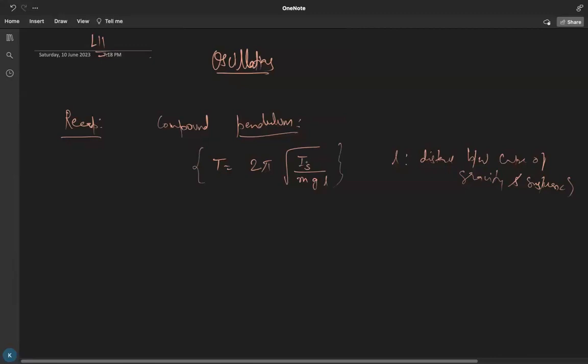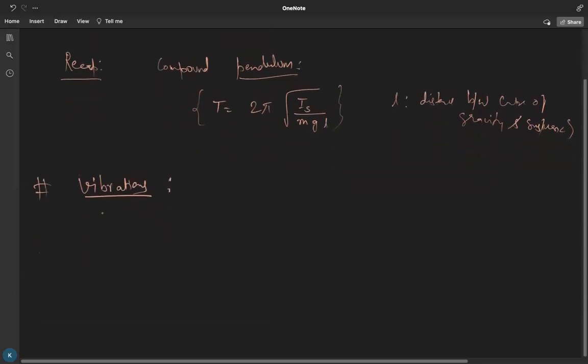Now, we actually dealt with some problems also in this. In today's class, we are going to see some kinds of vibrations, like free vibrations, damped vibrations, and forced vibrations, right? And the resonance kind of thing that we have to deal with in today's class. So, let's start. Our first topic is vibrations.